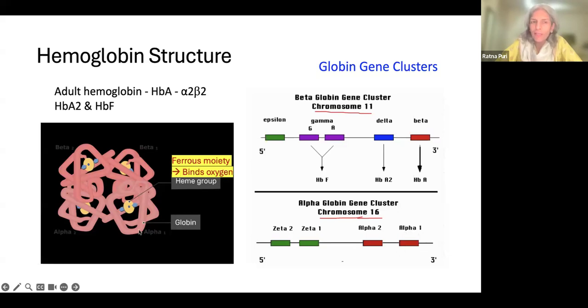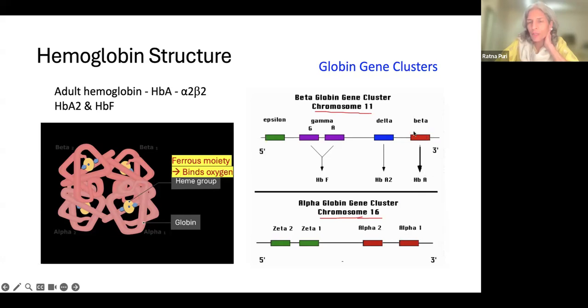The alpha gene makes the alpha globin, and this is present on a different chromosome. So essentially, chromosome 11 and 16 are the important ones. The alpha forms the alpha globin, the beta forms the beta globin. They come together to form hemoglobin A.